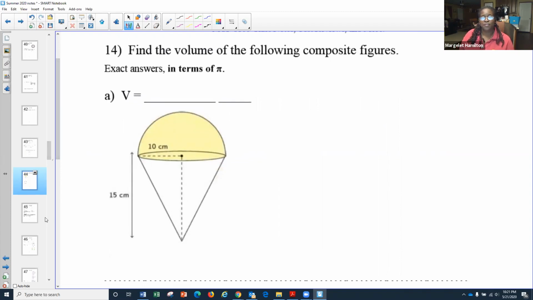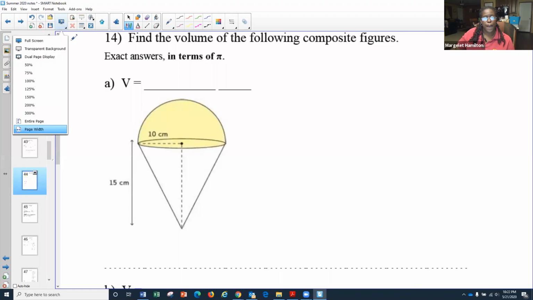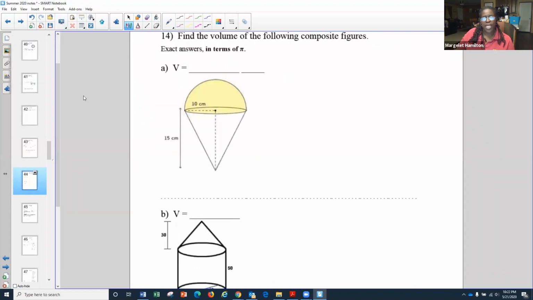So find the volume of the following composite figures. Give your answer in exact form, exact answers in terms of pi. Now look at our figure. Our figures are composite figures, but they are now three-dimensional because we're finding the volume of these now.